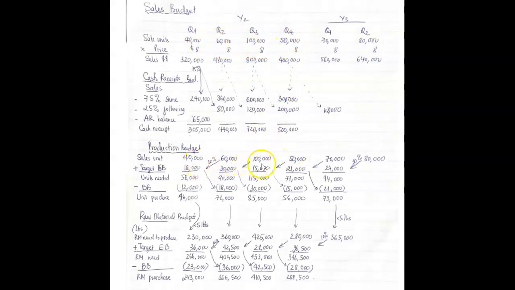And don't forget, we're doing this in units. Then our target ending balance would be 30% of the next month's production. So 30% times 60,000 is 18,000. 30% times 100 is 30. 30% times 50 is 15. 30% times 70,000 would be 21,000. And then we've got this here too. Yeah, we're going to need it.